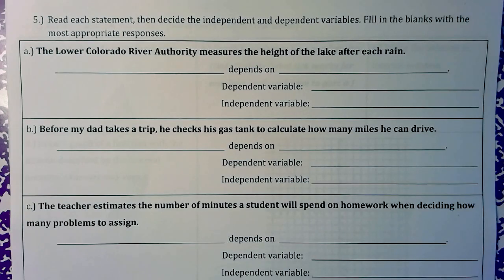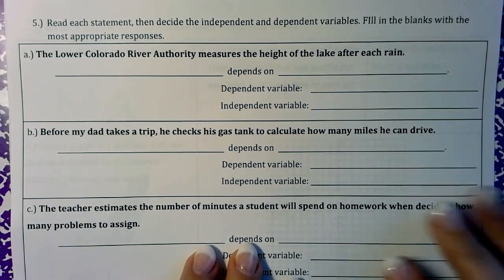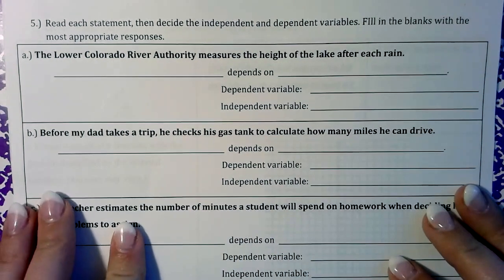Here we have directions that ask us to read each statement, then decide the independent and dependent variables. Fill in the blanks with the most appropriate responses. Okay, my major suggestion for this, because we did do an exit ticket with this in class, and a lot of you, I don't want to say you're being lazy, but you're really not being very detailed. You should take from the language in the question and just recycle that language here.